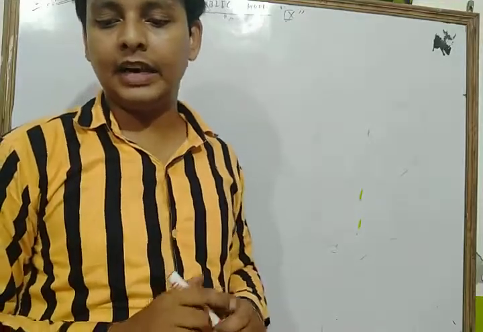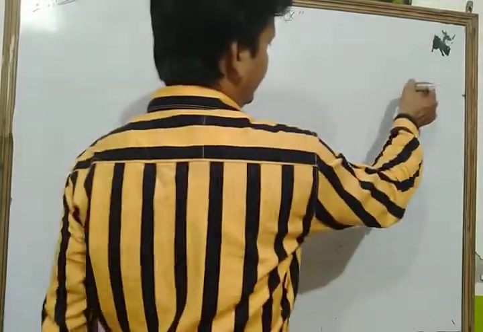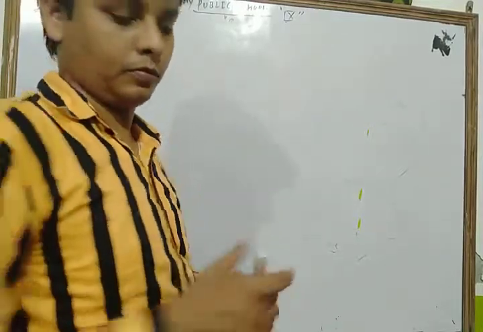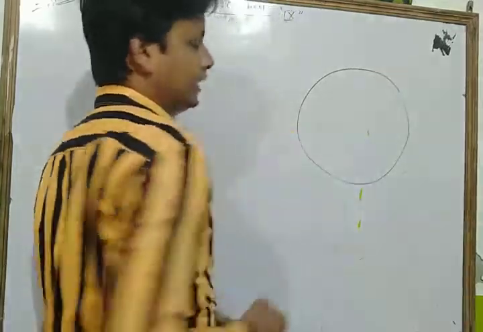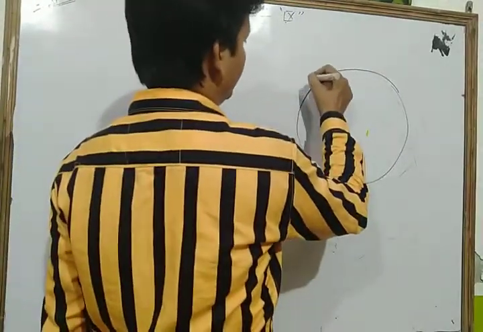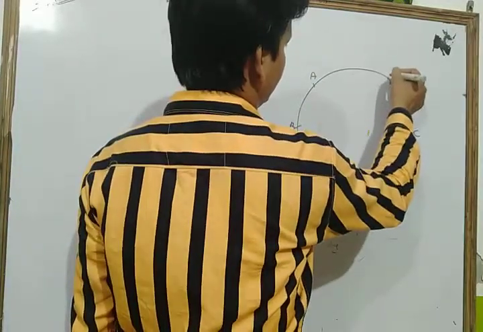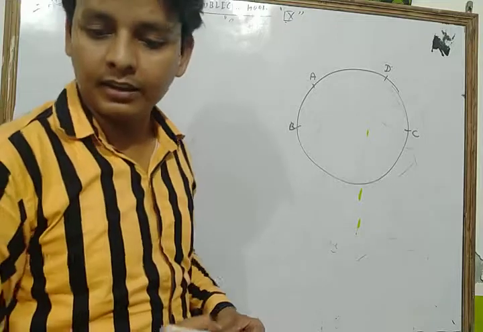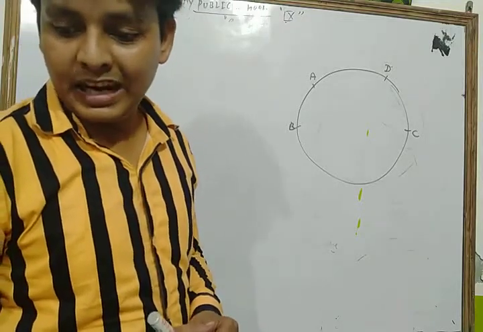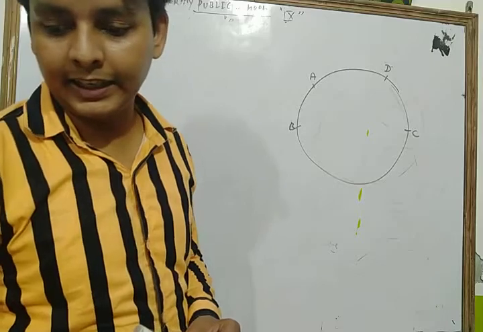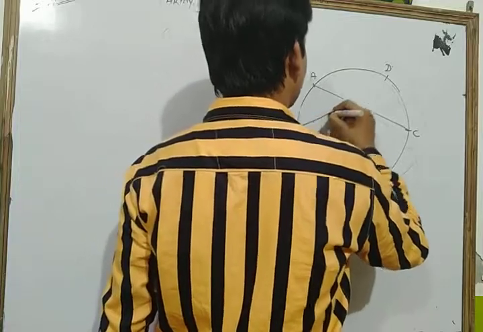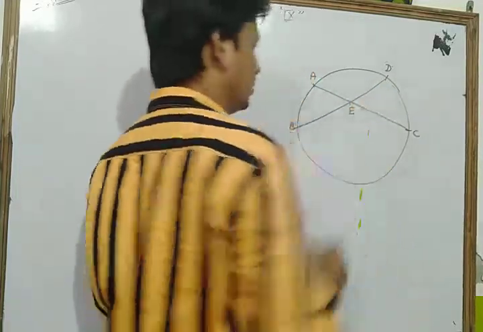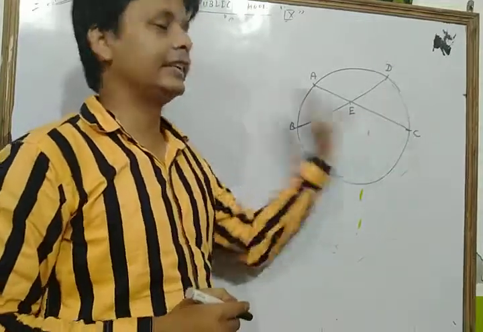Now let's see the next question, dear students. In the given figure, A, B, C, D are 4 points on a circle. Let's see your figure. A, B, C, D are 4 points on the circle. AC and BD intersect at point E.